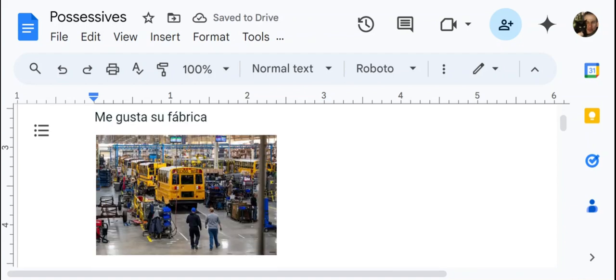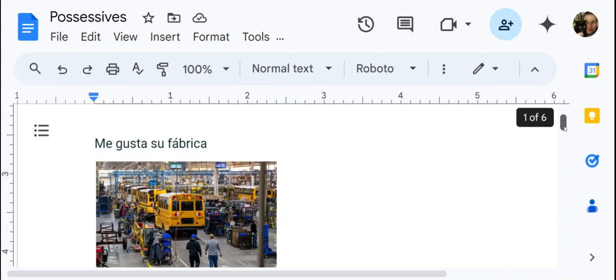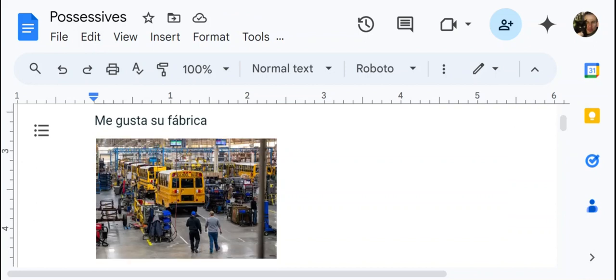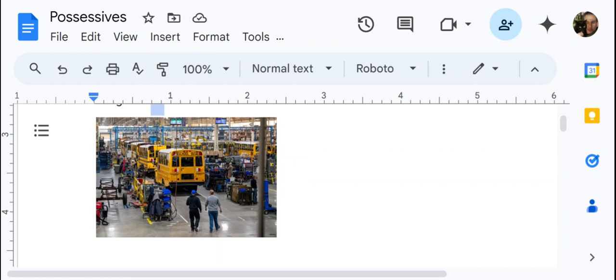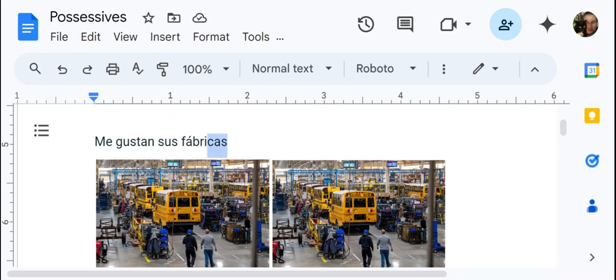For example, if you are telling your supervisor, I like your factory, you will use su, which means your. I like your factory. But because you're talking to a supervisor or the owner of the factory, you have to use su. Now, if the owner has two factories and you want to say, I like your factories, you have to use sus. You make it plural because we're talking about two factories.